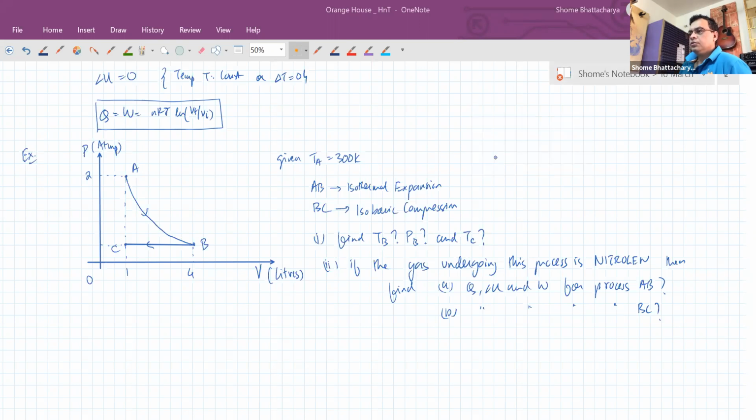Okay, so let's work out quickly. AB is an isothermal process. So temperature is constant. So temperature at B is equal to temperature at A, which is 300 Kelvin. So this isotherm is for 300 Kelvin. Temperature at A is equal to temperature at B.